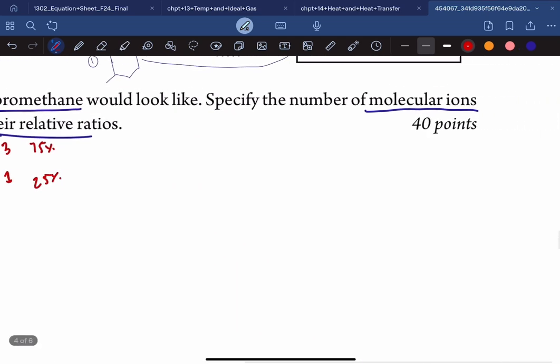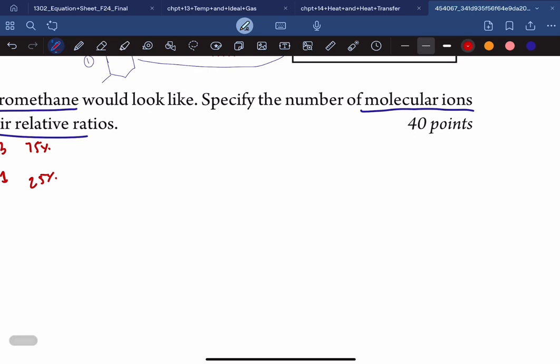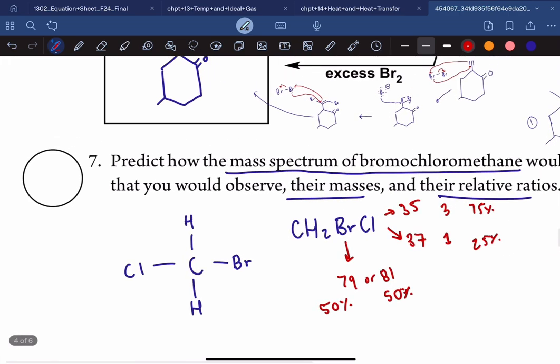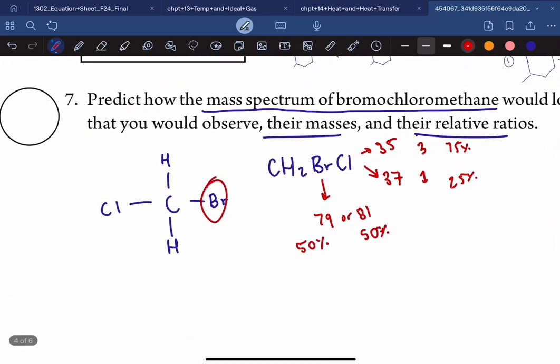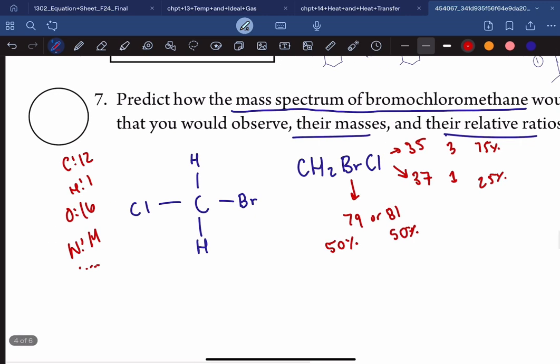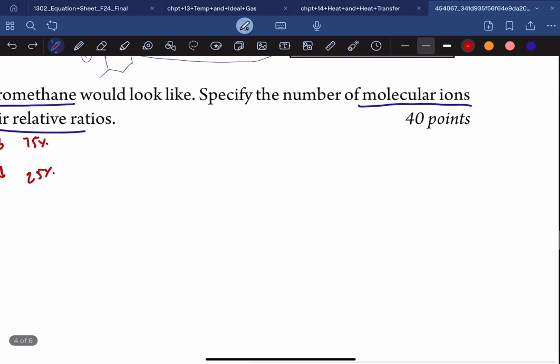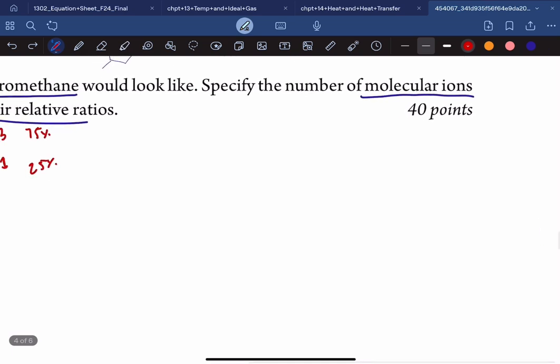So all you have to do now is write out all the masses possible. So let's do all of our isotopes possible. Always treat every atom besides bromine and chlorine as their periodic table mass. So carbon is 12, H is 1. If you have oxygen, that would be 16. If you have nitrogen, that would be 14, etc. You only have to worry about chlorine and bromine, because I believe those are the only major isotopes you covered in your class. So all you have to do is write out the masses in different ways.